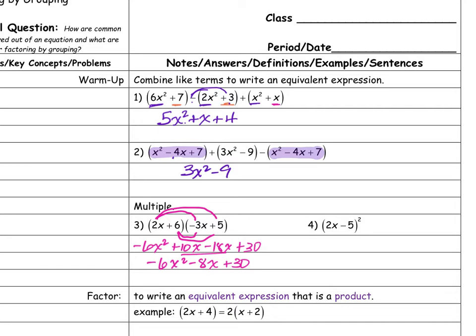And then on the second one, remember what it means to be squared. It means multiply by itself, right? So that means this problem is 2x minus 5 times 2x minus 5. So I'm going to do the same thing, distribute. So I get 4x squared minus 10x minus 10x plus 25. My like terms are here. So I get 4x squared minus 20x plus 25.